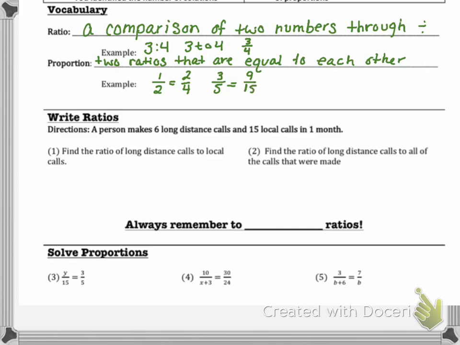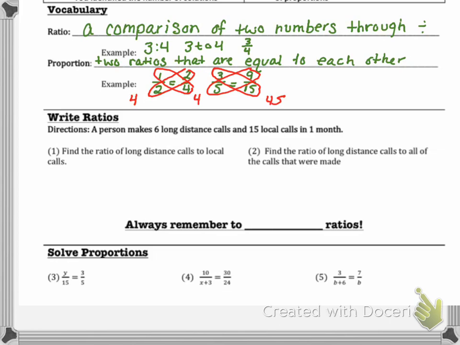Now something cool about proportions is that their cross products are equal to each other. So if I did 2 times 2, that gives me 4. Well, same with 4 times 1. So that's how I know something is proportional. Again, if I did 3 times 15, that would give me 45. Well, so would 5 times 9. So we use that bit of information to solve proportions.